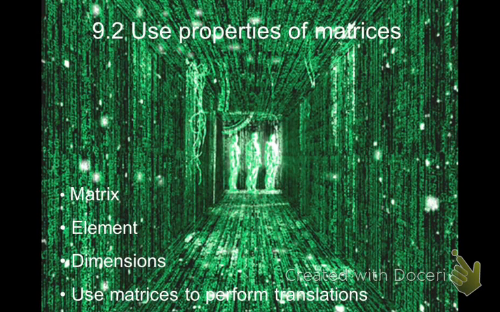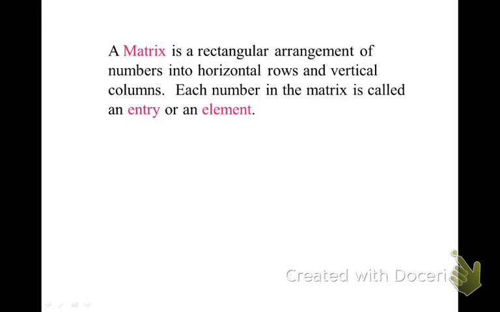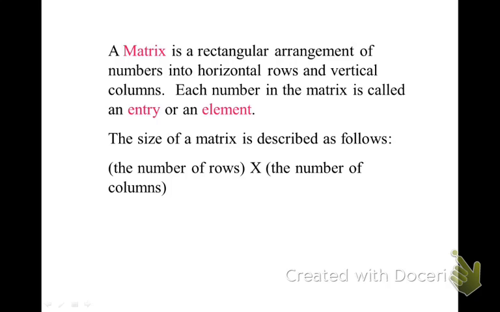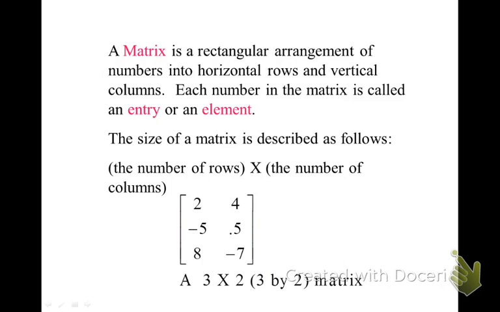All right, section 9.2 is properties of matrices. We're going to learn what a matrix is, what an element of a matrix is, how to talk about the dimensions of a matrix, and we're going to use matrices to perform some translations. So a matrix is a rectangular arrangement of numbers. Each number in the matrix is an entry and element.